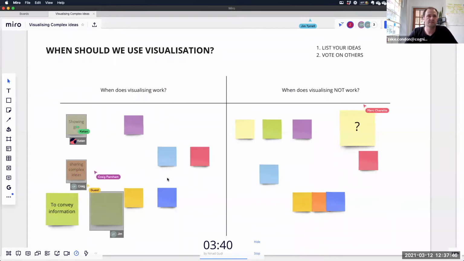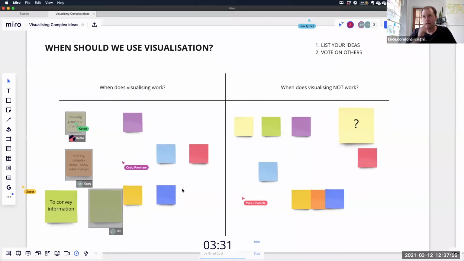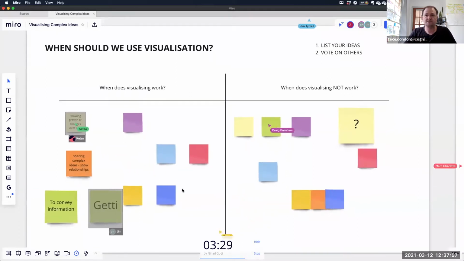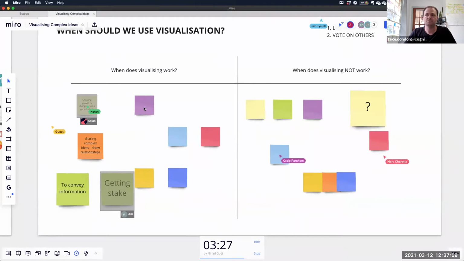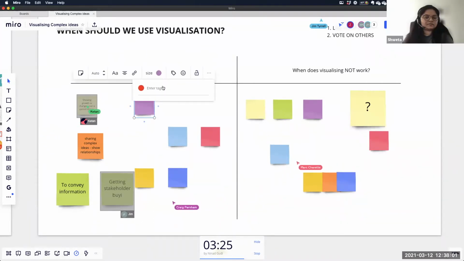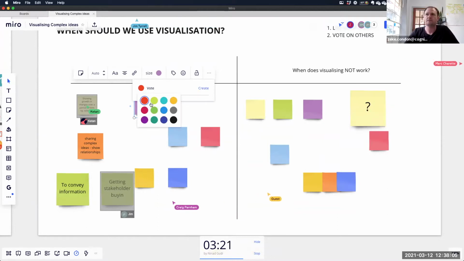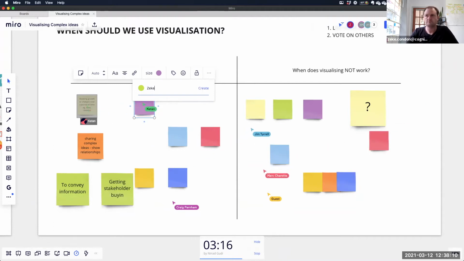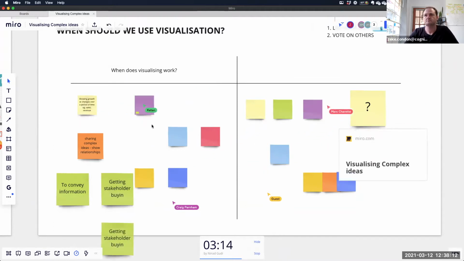If you can give us a little bit of an idea around when you think it is, not just at a high level, kind of go into some details about those. And then once you've done that, if you see any others in there that you like, chuck a label on it with your name as a vote.